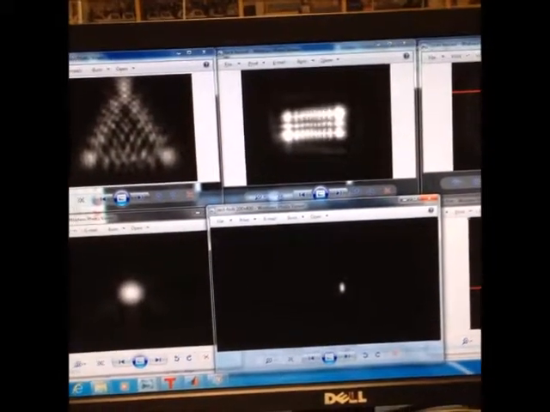The triangular, circular, and square apertures in the Fresnel region look similar to the aperture. However, in the Fraunhofer region, they are more circular, with some patterns if it's not the circular aperture.